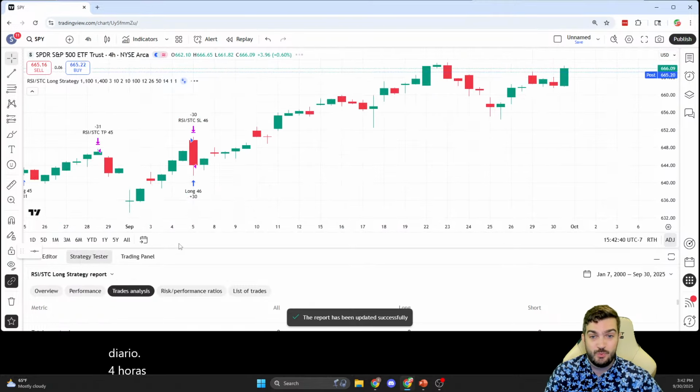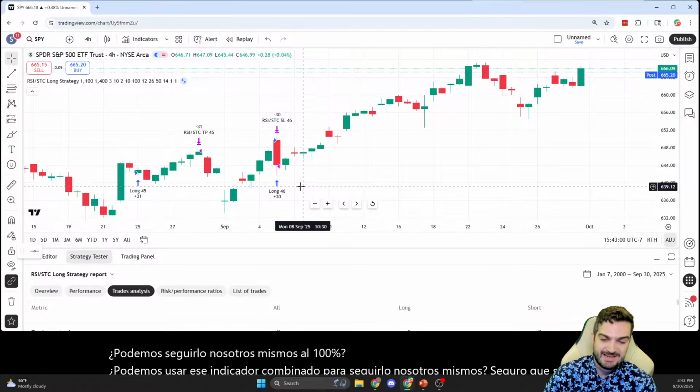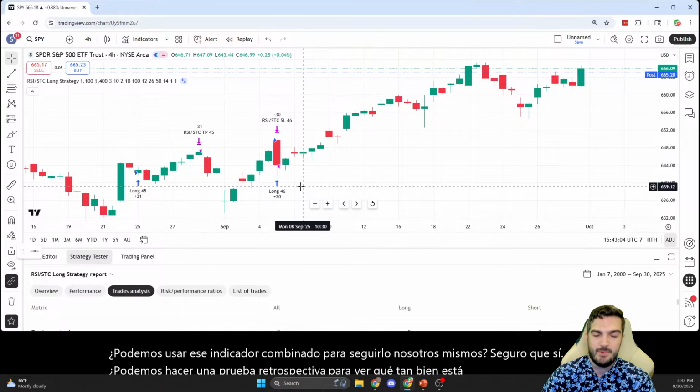So that's really the idea of this strategy. Can we follow it ourselves? 100%. Can we use that combined indicator to follow it ourselves? You bet. Can we backtest to see how well the strategy would have done? Oh yeah.